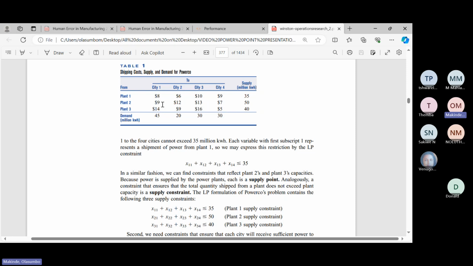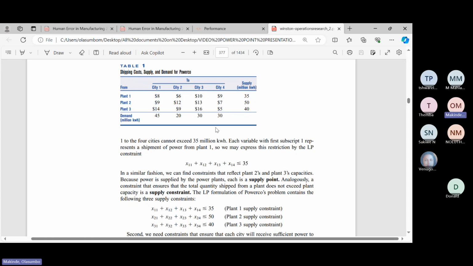But let me see whether you are following, because I always like to ask questions so that we can see whether we are following. Based on the table you are seeing, what is the cost of shipping 1 million kilowatt from plant 3 to city 4? Please type the answer on the chat window. I just want to see whether you can interpret the table the way I'm interpreting it. From plant 3 to city 4, what is the cost of shipping? $5. Let's see. Plant 3 to city 4, correct, $5. So I'm asking this so that at least I see that you're also following. Thank you very much.